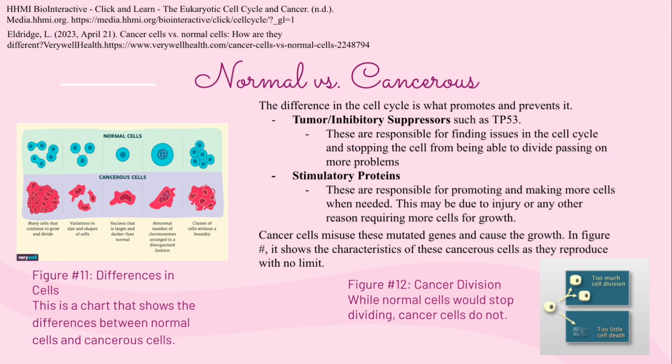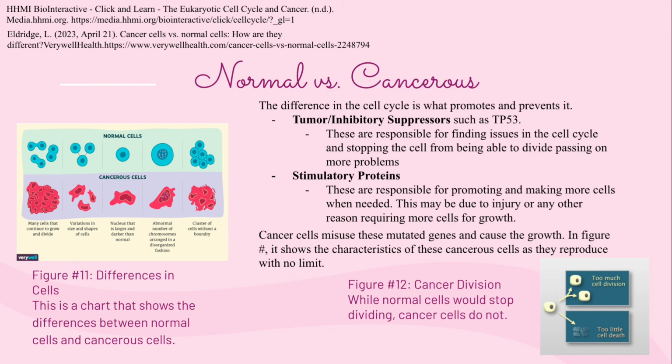When cancer cells misuse these mutated genes, they do the wrong functions and cause this insane growth, and it will keep growing into a tumor, which eventually might grow into something cancerous and develop IDC. In figure 11 here, we show a chart with the differences, and it shows how the shapes are really different, how normal cells are a little more organized, while cancer cells are just a big mess of a bunch of mutations, and how they look very different.